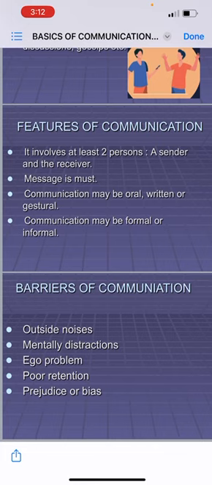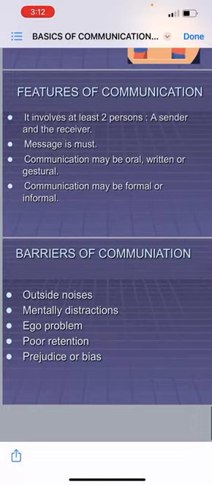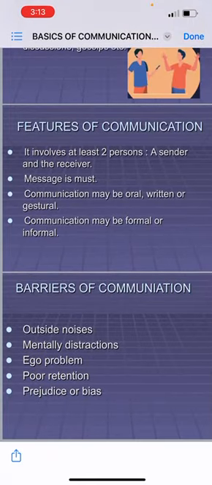So this is the topic of communication, some basics of communication, its types and barriers. I hope you understand this topic in a very clear way.